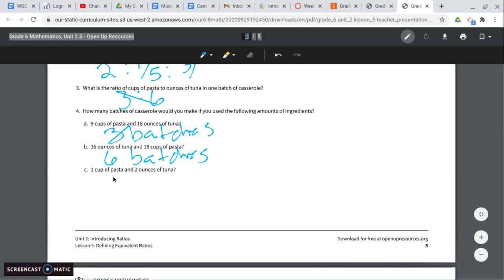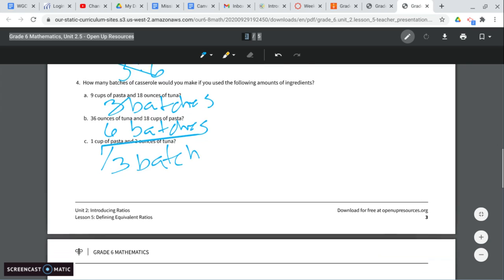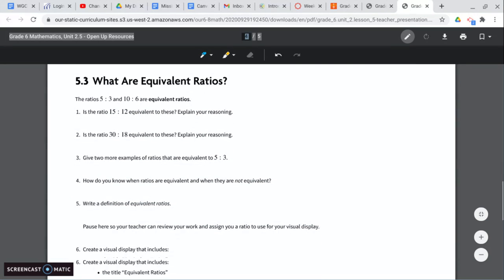And what if we only had 1 cup of pasta to 2 ounces of tuna? How do we go from 3 down to just 1? We divide by 3, so it'd be 1/3 of a batch. We're making it smaller. So these are equivalent ratios. The keyword for this lesson is ratios. All right. What are equivalent ratios?